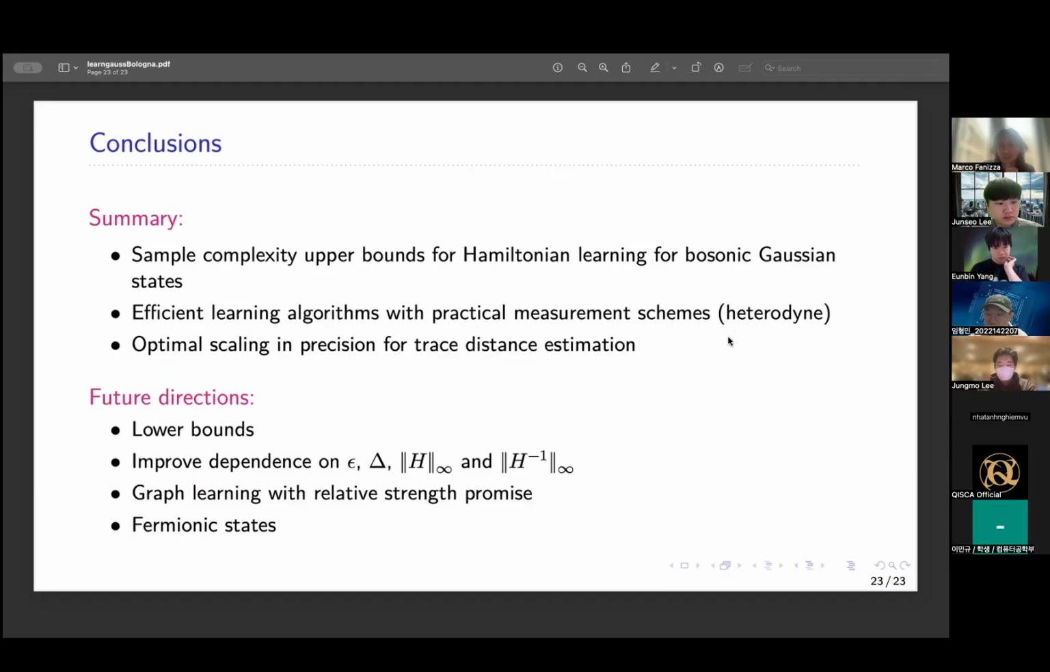Yeah, if you're interested, we can talk. If you want to try to find lower bounds, I'm available to chat about it. Great. So other questions here?